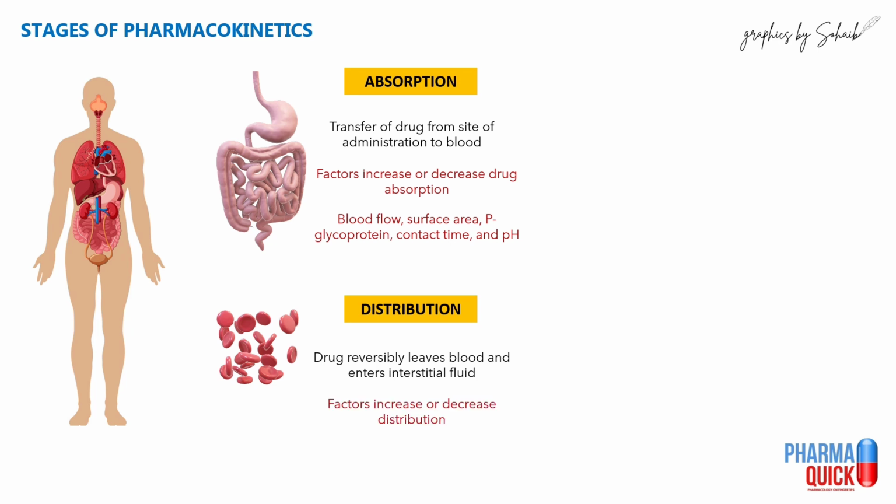There are certain factors that either increase or decrease the drug distribution, and those factors include blood flow, capillary permeability, drug plasma protein binding, lipophilicity, and volume of distribution. All these factors are extensively discussed in a separate lecture, and the link of that lecture is given in the description.